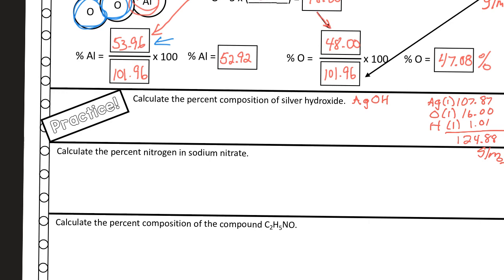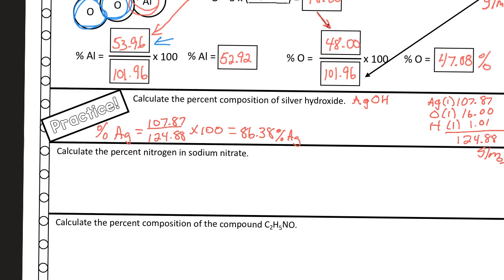Now I'm ready to do my calculation. I'm going to start with the percent of Ag, which is silver, first. So that's going to be equal to the part, so the amount of silver, which was 107.87, divided by the whole, 124.88 times 100. You put that in the calculator, and you're going to get 86.38% of silver.